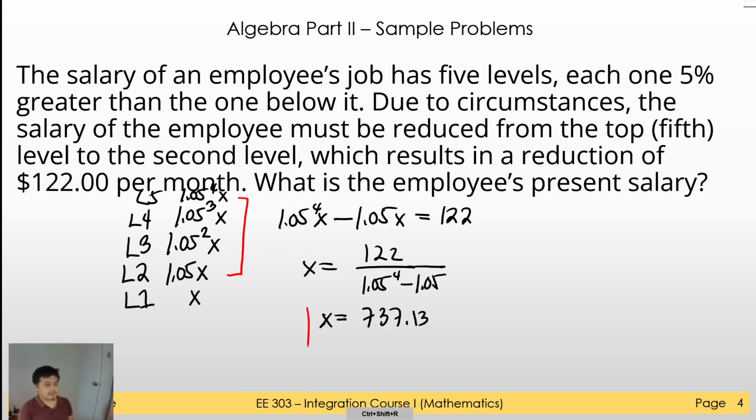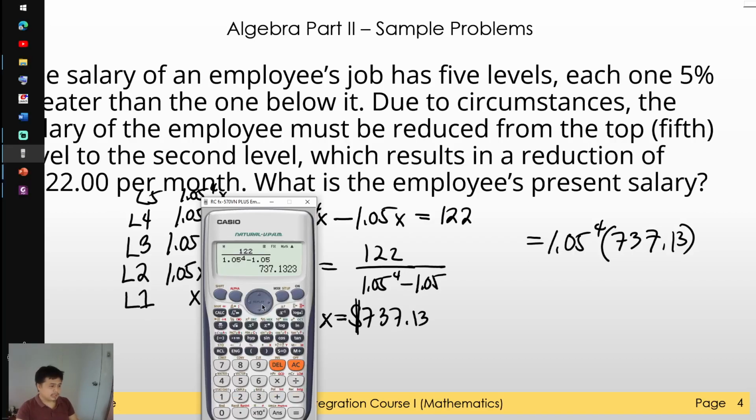Okay, as our salary, no? So is this the final answer? Actually, not yet. What we're trying to find is the employee's present salary. The employee is currently at the topmost level. So to get the current salary, we have to multiply this by 1.05 to the fourth power of this x. So we have 737.13.